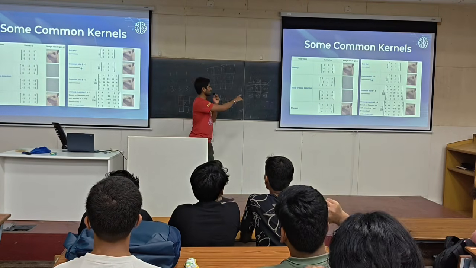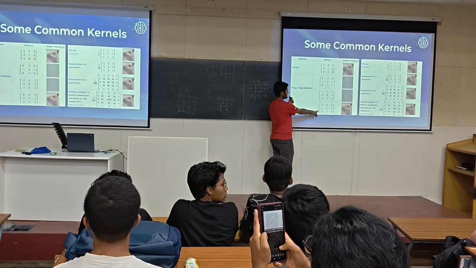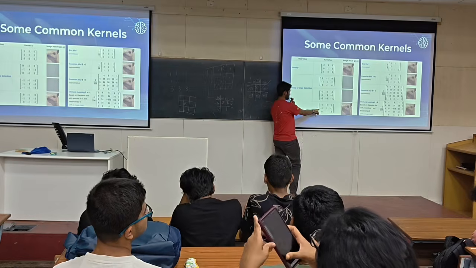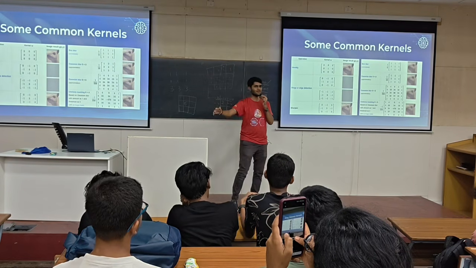Yeah, these are some common kernels. We already looked at identity, the sharpening kernel. This is slightly different. We saw something like everywhere there was a -1. This has 0 at corners. So it's saying, okay, corners are still away. I don't want corners to affect this.